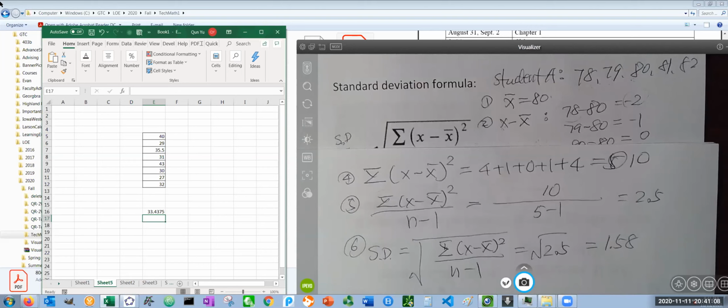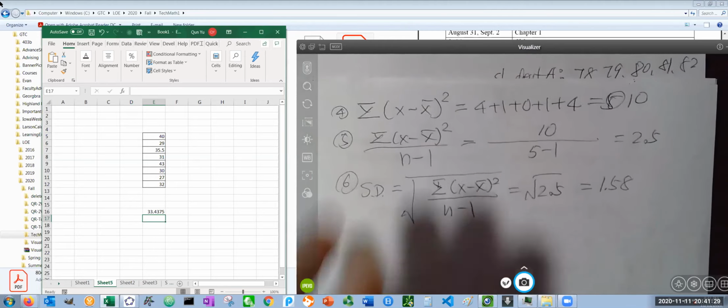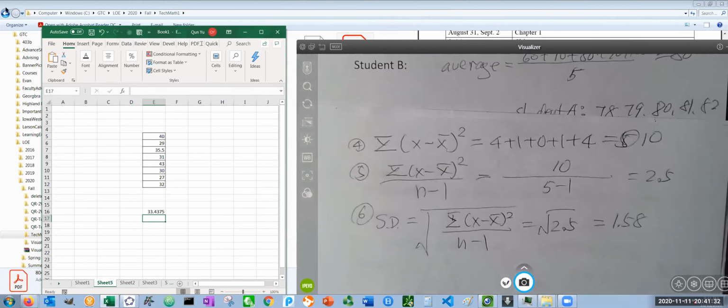Now I'm going to calculate the same measurement, standard deviation, for student B, and then we compare. But before that, in order to speed up this process, I'm going to show you how to calculate the standard deviation using Excel so that we can make things really fast. And you want to do it using Excel too, because it saves a lot of time. So now I'm going to show you how to do that.